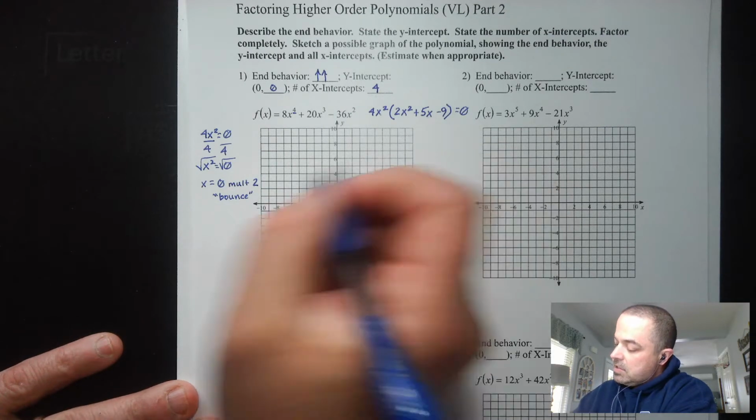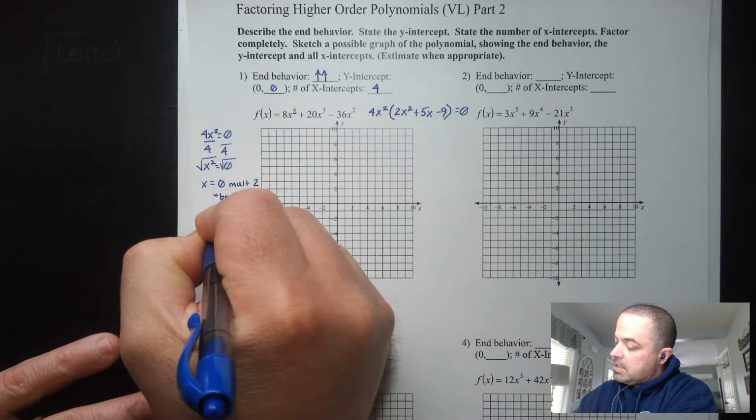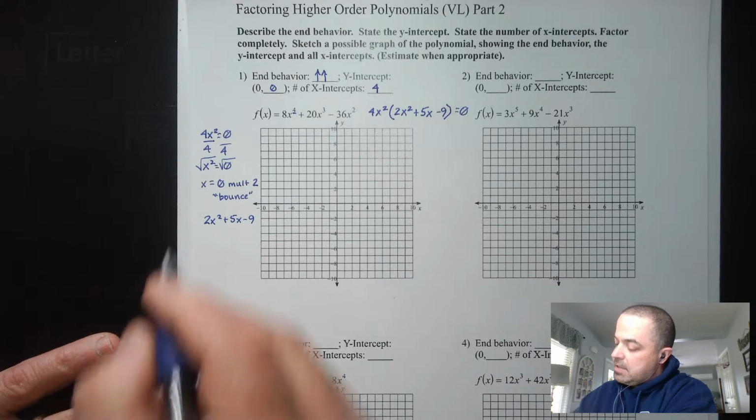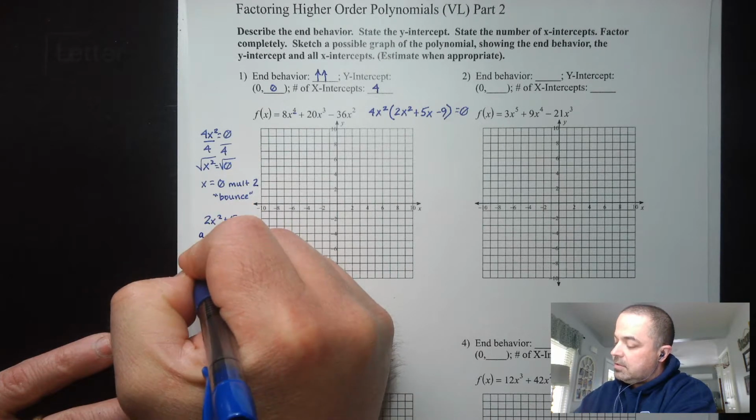The next is the 2x squared plus 5x minus 9. Now remember, we said that this quadratic is not factorable.